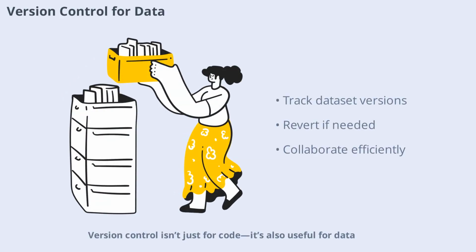Version control isn't just for code, it's also useful for data. By keeping track of different versions of your clean datasets, you can easily revert to previous states if needed. Tools like Git or specialized data versioning systems help manage changes and collaborate with others. Version control adds an extra layer of security and organization to your data workflow.